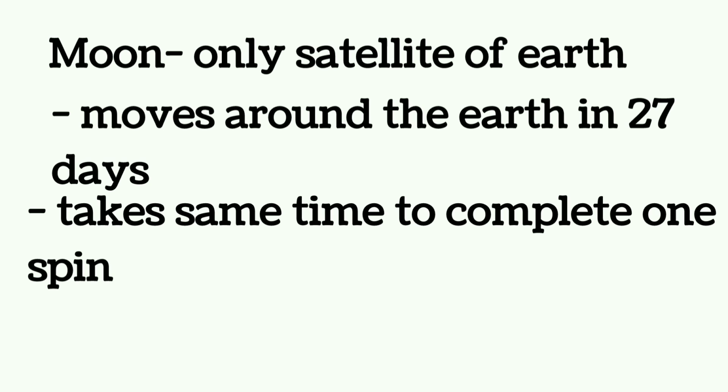So when you observe the night sky, we only see one side of the moon. This is because the moon takes 27 days to complete one spin, and it also takes the same time to move around the earth. So we always see one side of the moon only. So this is about Earth and its satellite, the moon.